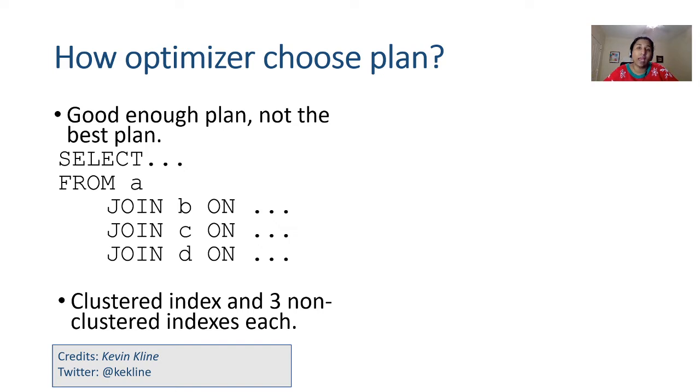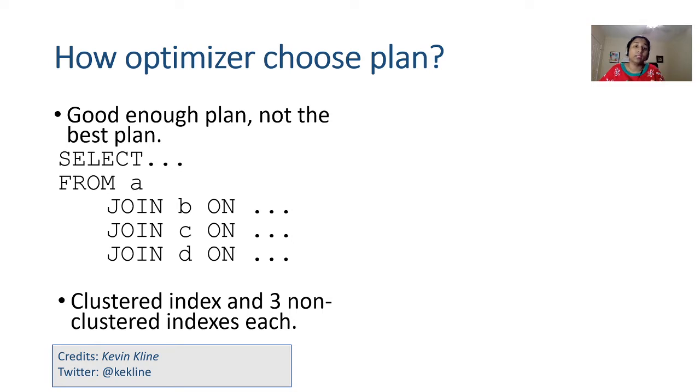For example, we have a very simple select statement here on the left side, which has a 4-table join in it. If the SQL optimizer wanted to choose the best plan instead of the good plan, what would it have to do? Each of the tables in this example has a clustered index and 3 non-clustered indexes on top of each table.